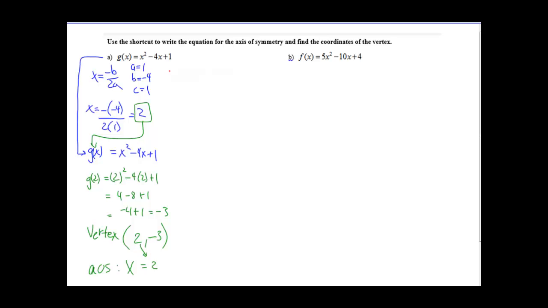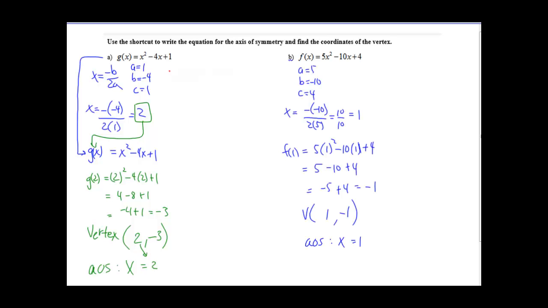Hit pause, you try B. Alright, welcome back. So we did negative b over 2a, so the opposite of negative 10 is 10. 2 times 5 is 10. 10 divided by 10 is 1. So our x-coordinate of the vertex is 1. Now we input that 1 into the f of x equation. By doing that, you end up getting negative 1. So our vertex is (1, negative 1).